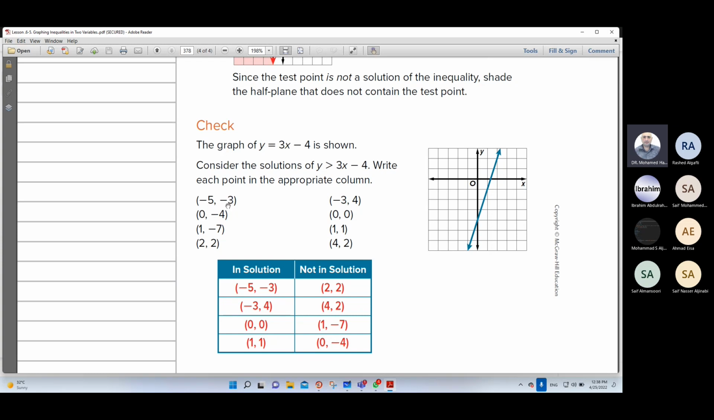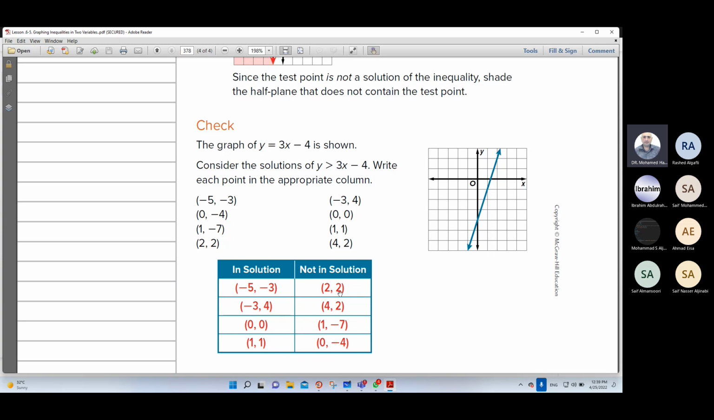Negative 5, negative 3. We can put the value of x as negative 5. 3 times negative 5 will be negative 15. Negative 15 minus 4 will be negative 19. Is it less than negative 3? Yes. So this is in the solution.